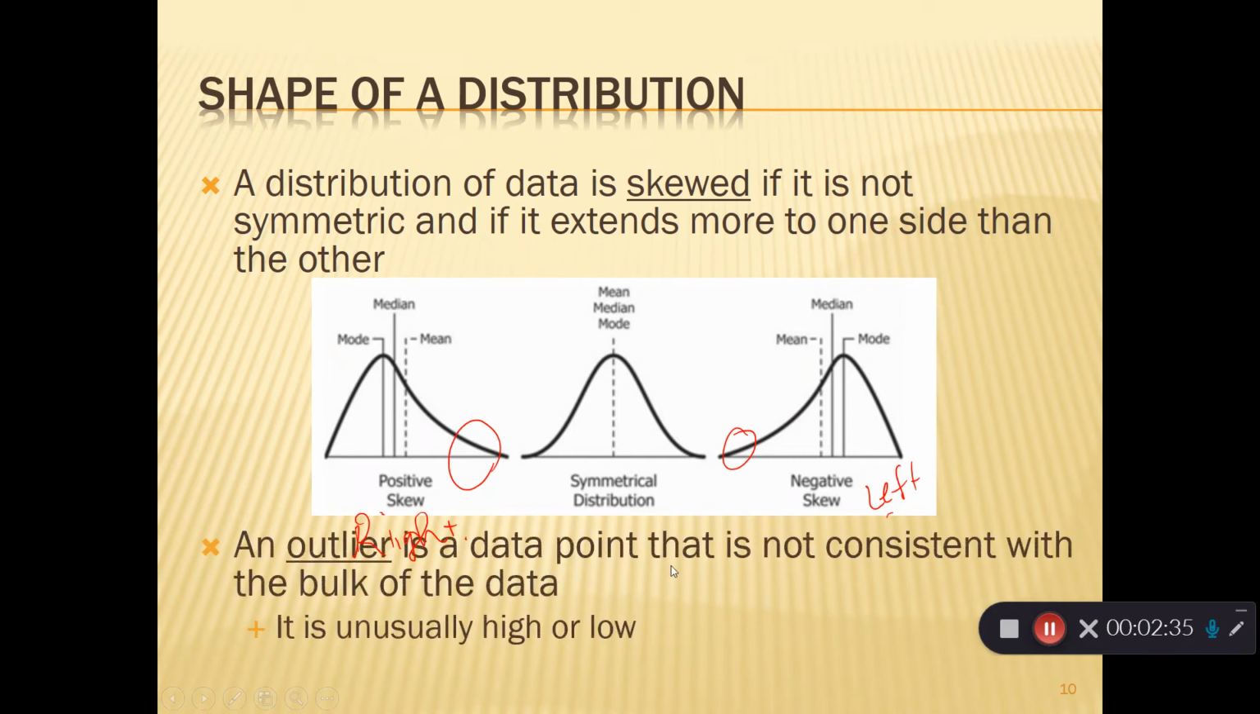An outlier is a data point that is not consistent with the bulk of the data, a data point that is unusually high or unusually low. Outliers can greatly affect our mean, pulling it more to the right or more to the left, but generally don't have much effect on the median, and we'll see that more coming up.